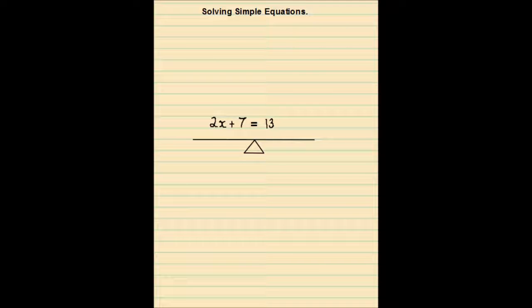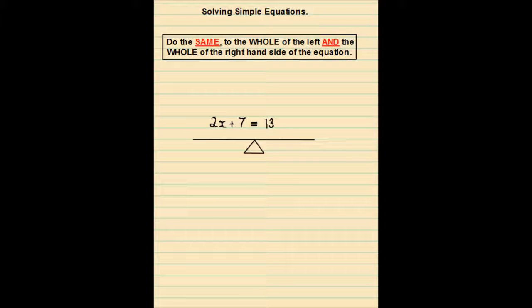The crucial thing is to keep the equation balanced. Anything that you do to the left, you must do exactly the same to the right. If you add something to the left, you must add just the same to the right. If you take something from the left, you must take just the same from the right. And if you double the size of the left, you must double the size of the right, and so on and so on.